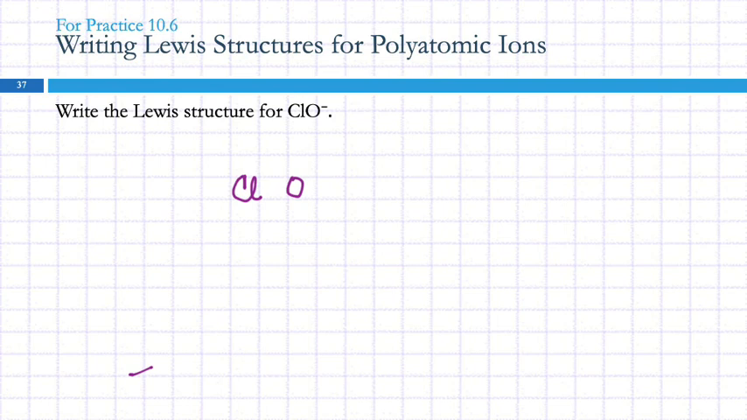And then we have to ask ourselves, how many valence electrons do we have to work with here? So chlorine has 7, right? Oxygen has 6. And the -1 means I add 1 or subtract 1? Add 1. Seems backwards, but so 14. Okay, so again, I need to have at least one bond between the chlorine and the oxygen.